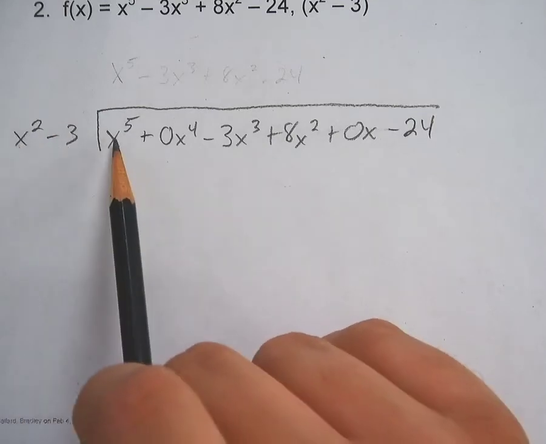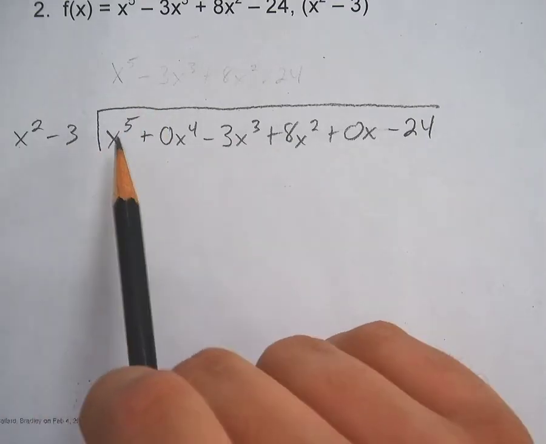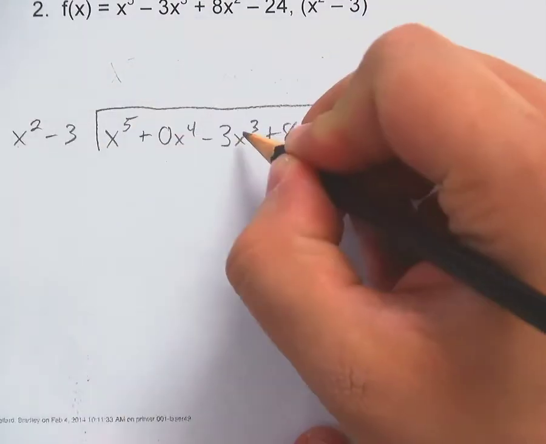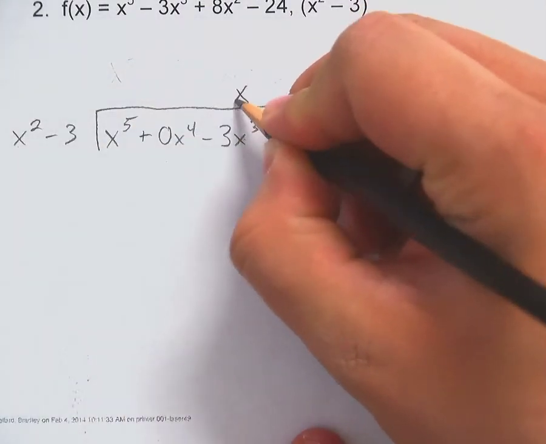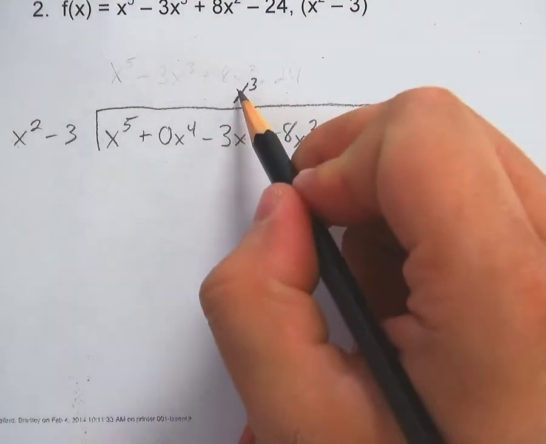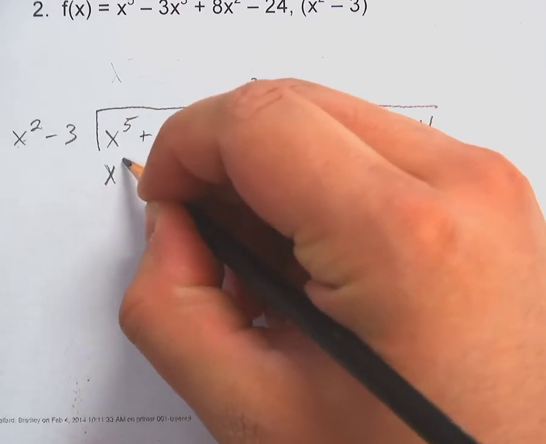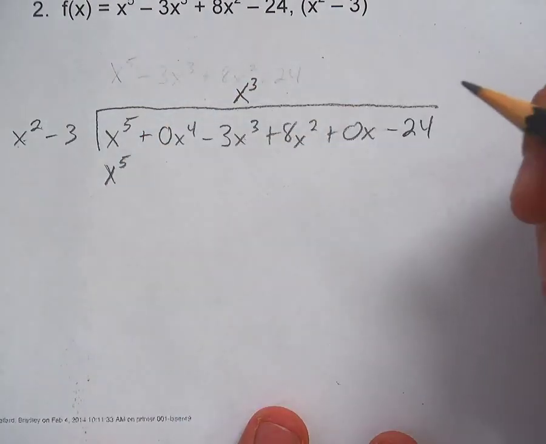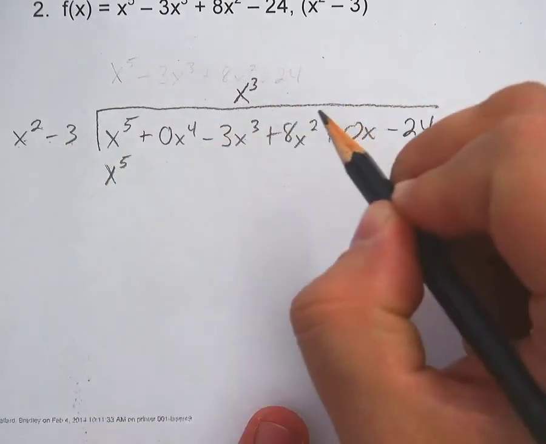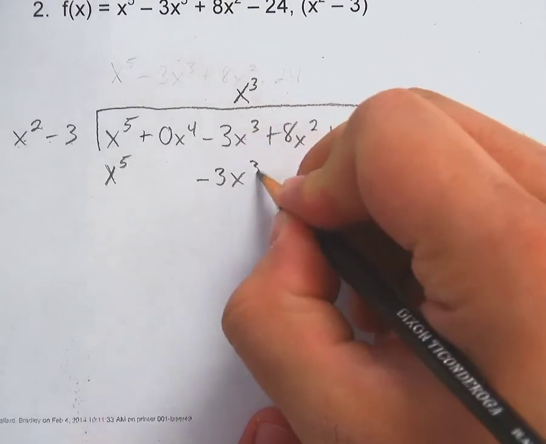So x squared, x to the 5th, what's missing? What times x squared gives you x to the 5th? We're missing x to the 3rd, aren't we? So I'm going to go to my x cubed column. I'm going to write x cubed. And then multiply it back through. X cubed times x squared is x to the 5th. X cubed times a negative 3 is negative 3x cubed.